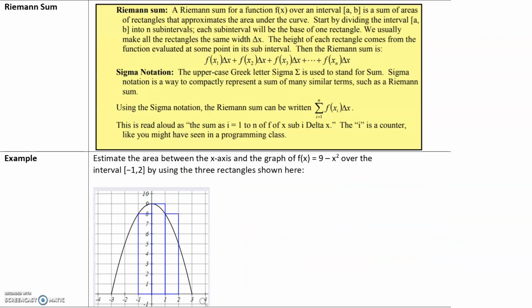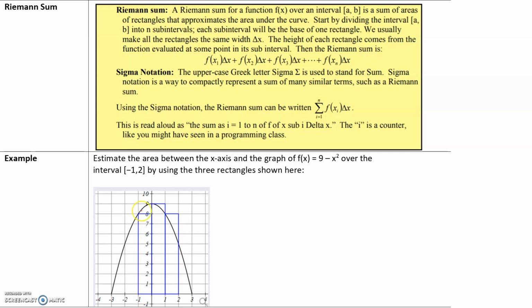Next one. Let's talk about a Riemann sum. So a Riemann sum is the sum of the area of rectangles that approximate the area under the curve. So basically, in a Riemann sum, you can read all this. I'll go over this in class, but basically, a Riemann sum is going to look like this.